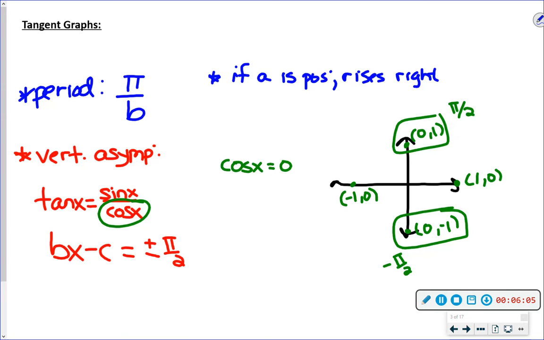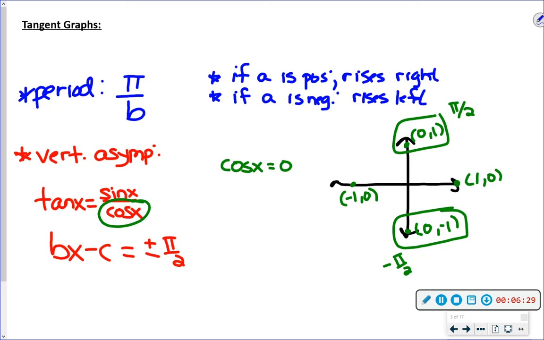And you can probably figure out, for dramatic emphasis, I'm going to throw on here if A is negative, it's going to rise to the left. It'll be reversed. So again, I just look at the lead coefficient and follow it. Give me a second to jot that in.